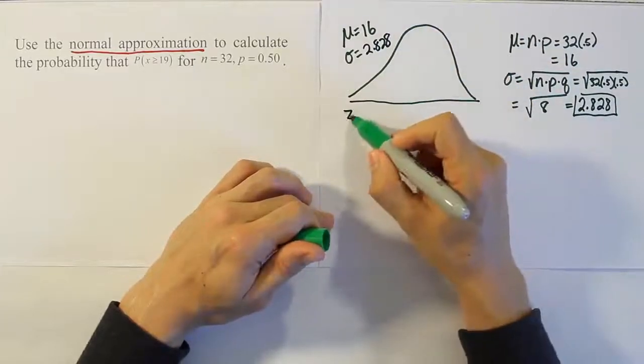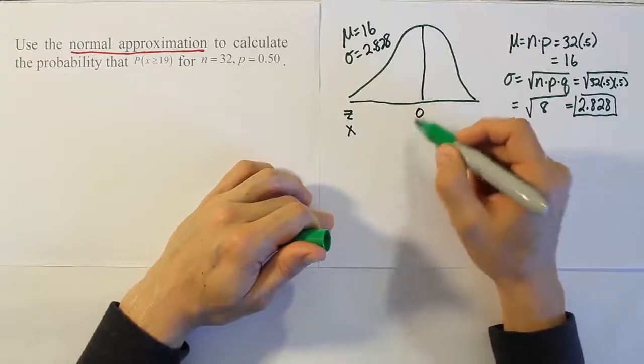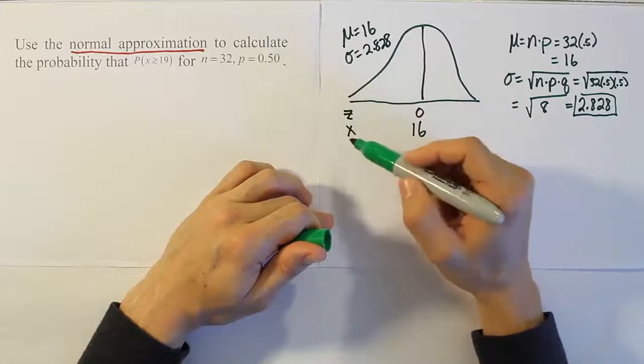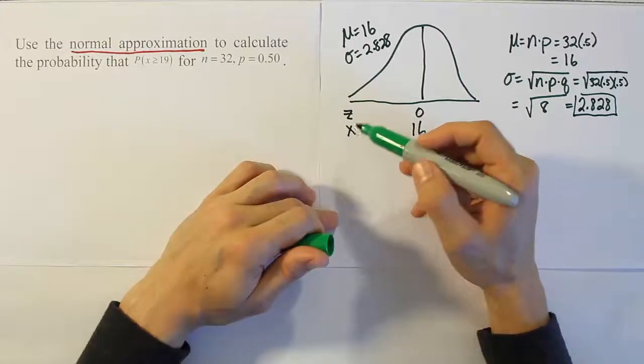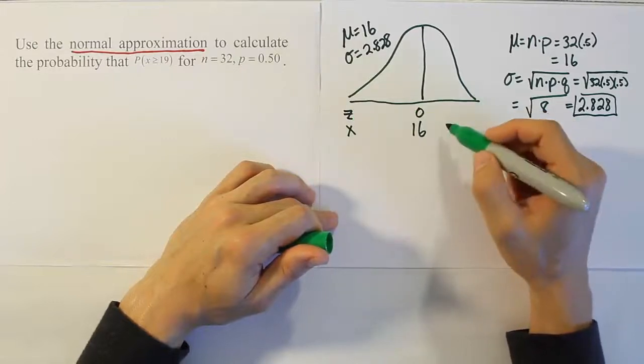Now from there, label your z-axis and your x-axis, putting the means on the curve as well. So the z-axis mean is 0. The x-axis mean here will be 16. Remember what the x-axis represents. X is the number of successes out of 32 trials here. So x is greater than or equal to 19 is the problem they ask us for.